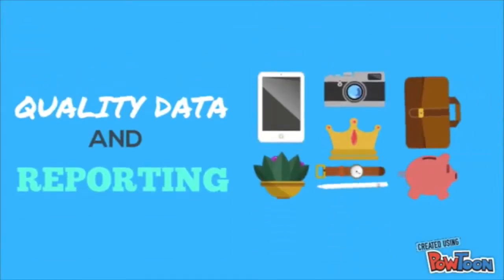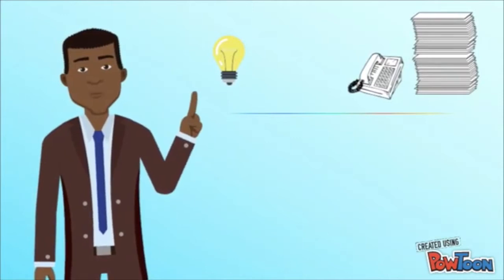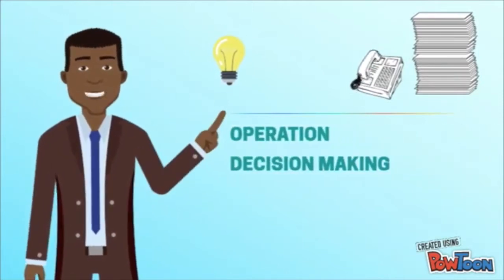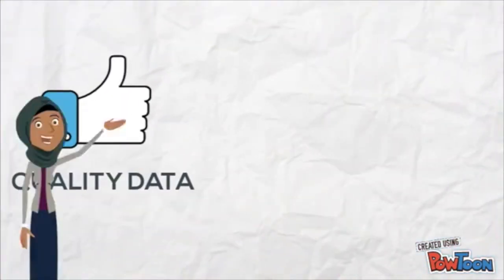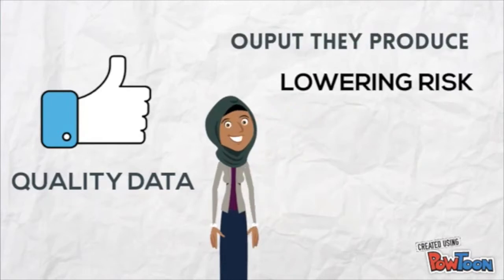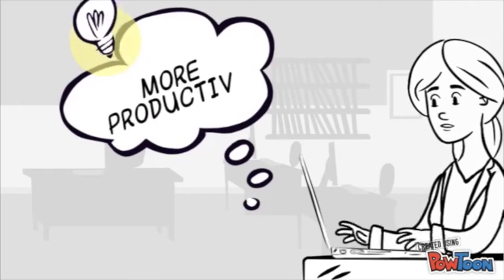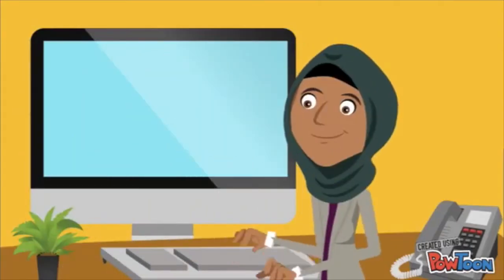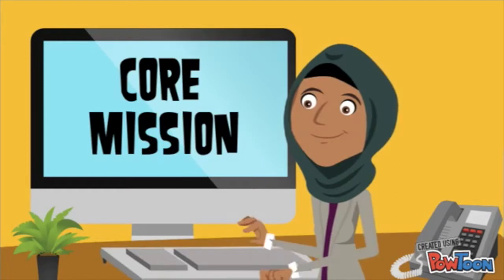Second is quality data and reporting. For an organization to be successful in achieving their goals and mission, they should have quality data which is used in operation, decision-making and planning. The better the data quality, the more confidence users will have in the outputs they produce, lowering risk in the outcomes and increasing efficiency. Good quality data allows staff to be more productive. Instead of spending time validating and fixing data errors, they can focus on their core mission.